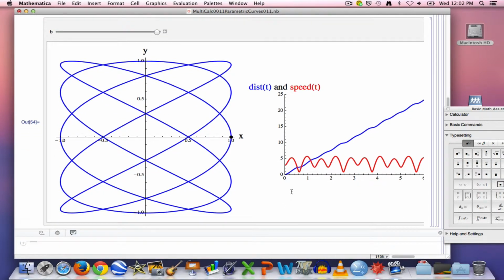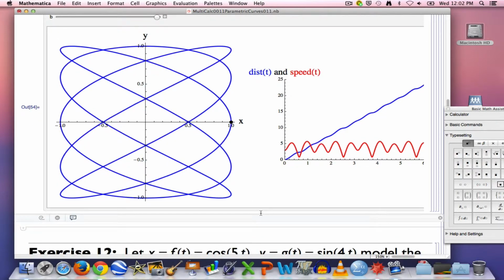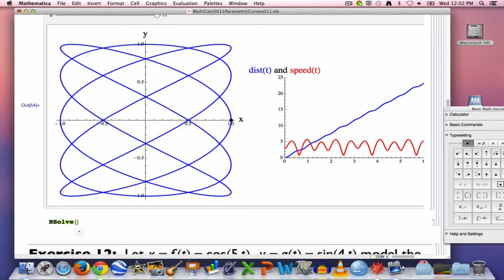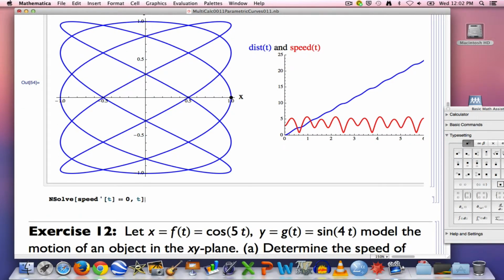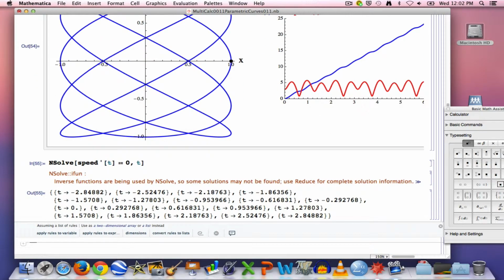What is the minimum speed? Well, it looks like this is a low point on the curve right there. When t is around 0.6, we can use NSolve to figure out where the derivative of the speed is 0. In this way, notice I'm using 2 equal signs. I've talked about that before. When you are solving equations in Mathematica, you need 2 equal signs. It spits back some solutions. Not all the solutions, there are actually infinitely many, but these are approximations to the solutions, and this one right here, 0.616831, looks like the one we're after to get the minimum speed.